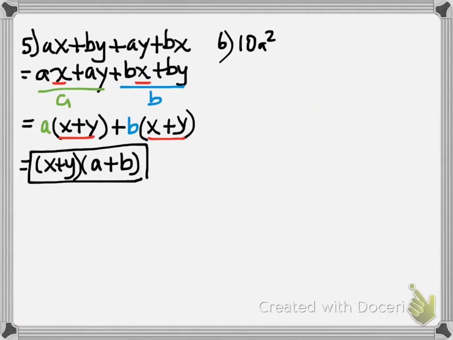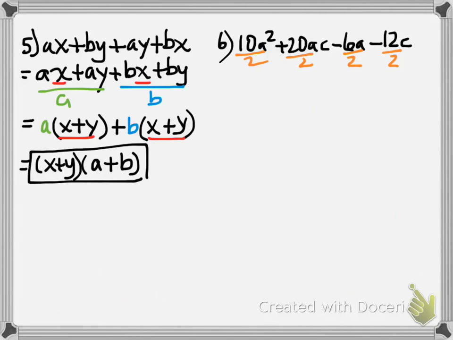10a squared plus 20ac minus 6a minus 12c. So again, we're looking for a GCMF to begin with, and I'm seeing even, even, even, even. So for sure, I know what I can pull out of each of them is a 2. And then I'm going to look at variables to see if there's a variable they all have. We have a, and then we have an ac.